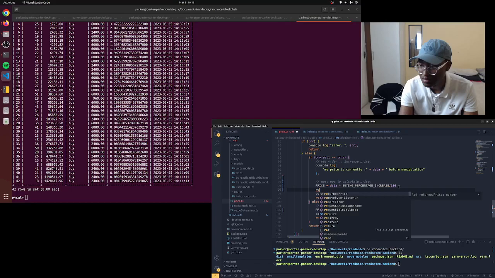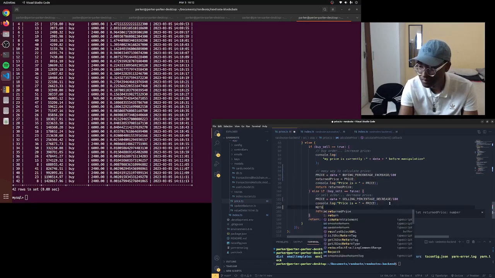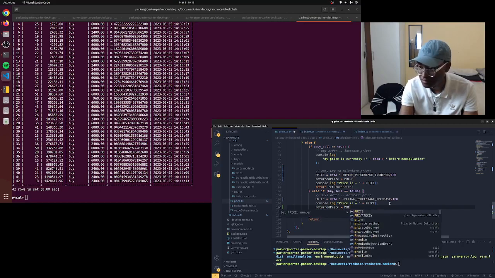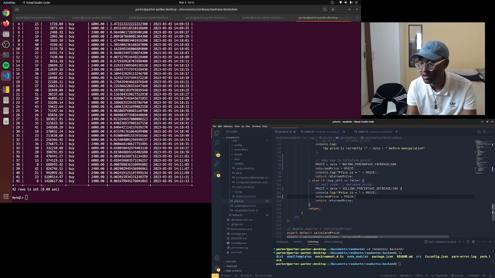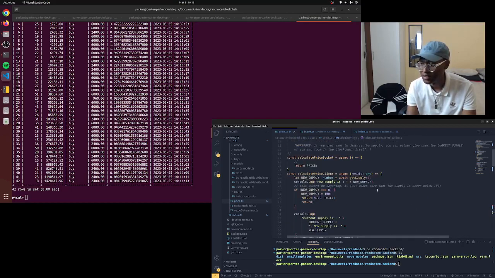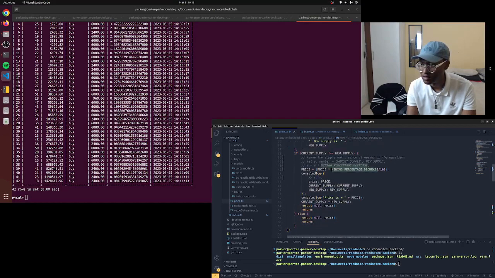Return price equals to price. Same here. Okay. Is it the same with the mining? I want to see what the mining does. Okay, this returns the price.